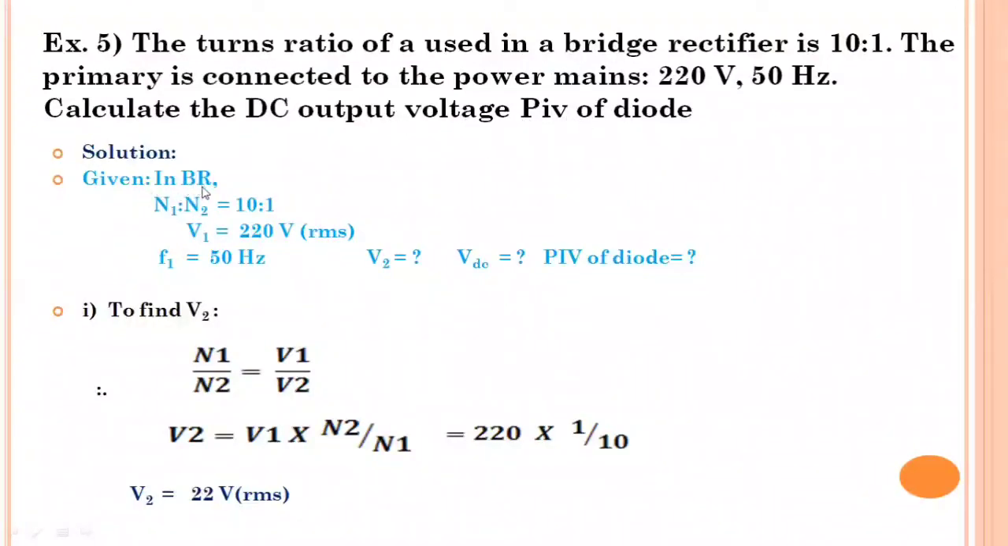So you are given for bridge rectifier N1:N2 as 10:1. V1 is 220 RMS. We have been asked to calculate the DC output voltage and PIV, and the frequency is given there, no problem. V2 to find out, VDC can be found out, and PIV also you can find step by step. First step here is to find out V2. V2 is given by turns ratio equals voltage ratio, N1/N2 equals V1/V2. Therefore, V2 is V1 into N2/N1, 220 into 1/10. So 22 volt is the secondary voltage as an AC input for the bridge rectifier circuit.